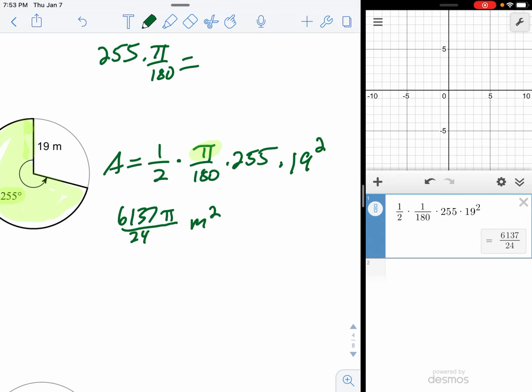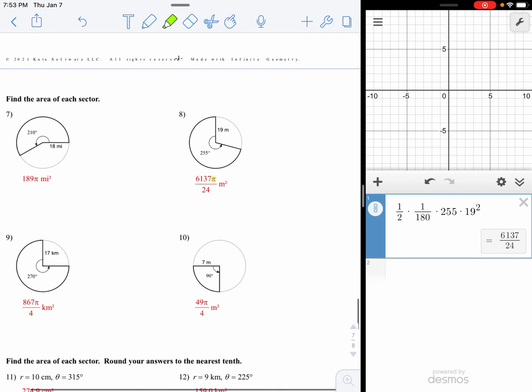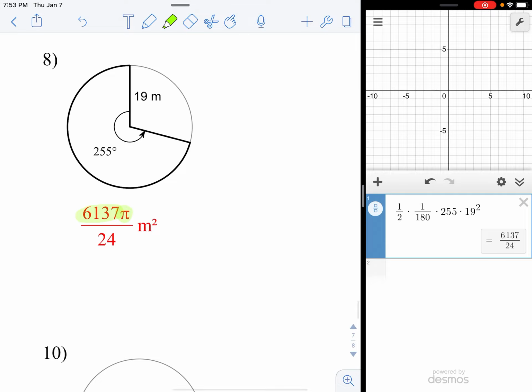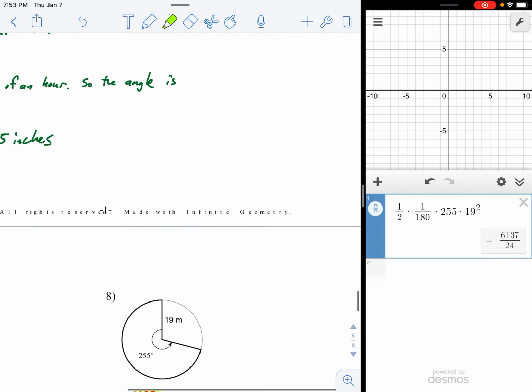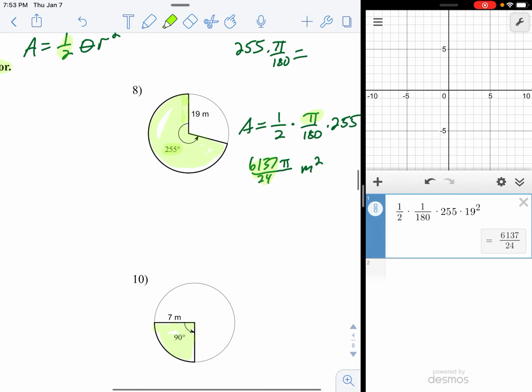But that is an improper fraction. I wonder if I didn't really pay attention before. Oh no, yeah, the answer is improper. 6,137 pi over 24 square meters. Same exact answer. Where am I? Right there.